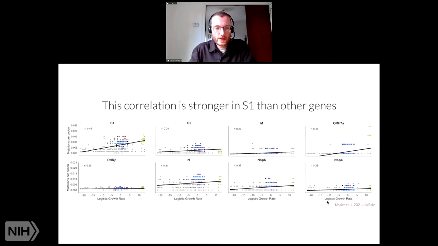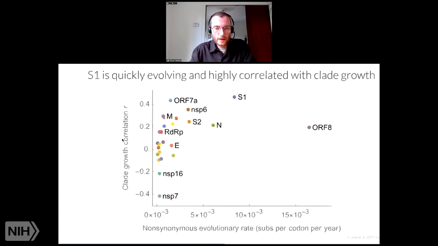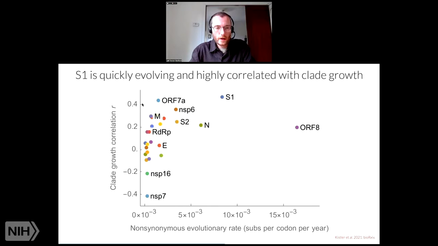We can look at other genes in the genome and see how those compare to S1 in terms of their amount of adaptive evolution. S2 looks like it's doing something perhaps, maybe M, maybe ORF7A, but S1 looks like it's generally the focus. We can compare everything in this scatter plot, where the y-axis shows this correlation of how much selective advantage mutations confer. S1 is at the top here, and the x-axis shows the evolutionary rate per codon, where S1 also stands out as higher in general. ORF7A and NSP6 are also significant. S2 is almost significant, but not quite.